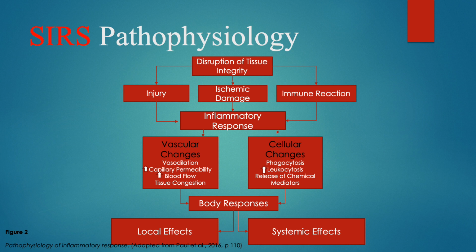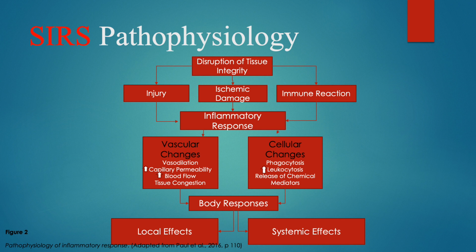In order for SIRS to occur, there needs to be a disruption of tissue integrity. Inflammation occurs when a physical, chemical, or infectious injury damages body tissues. Inflammation usually serves as a defensive reaction intended to neutralize, control, or eliminate the agent of injury and prepare the body tissue for repair. It's important to note that inflammation and infection are not synonymous.